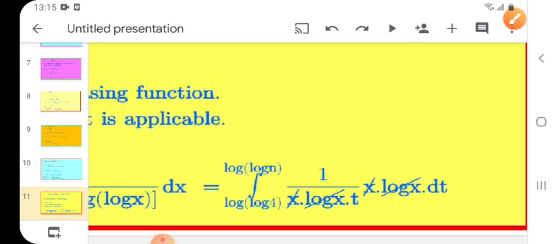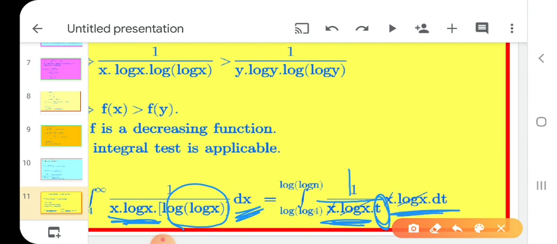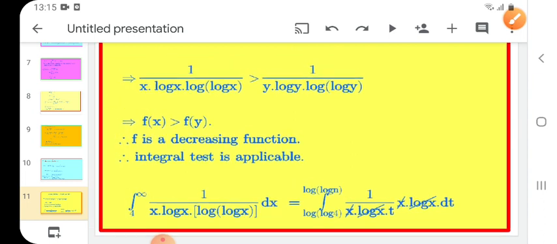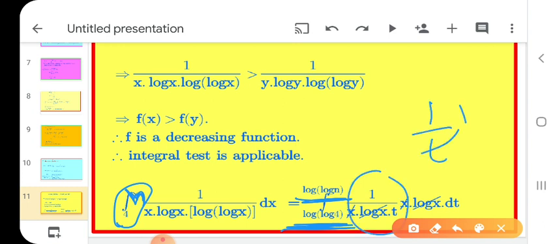See here. First I write 1 by x log x the same. Here we take log of log x equal to t, so I write t here. What is dx? x log x into dt. Now I cancel x log x. If we change x into t terms, the limit values also change. What are the limit values here? 4 to n. So I write log of log n, log of log 4. What is the remaining term here? 1 by t dt. What is the integration of 1 by t? Log t.